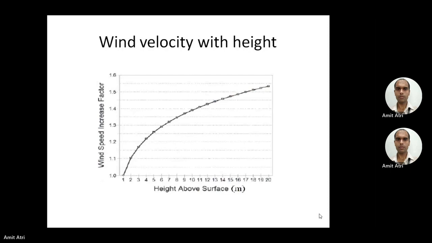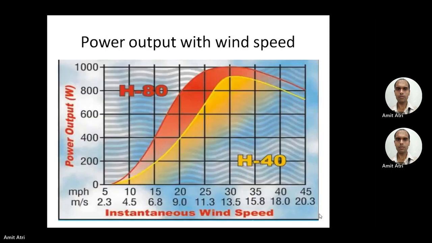Now wind velocity with height. Here we can see the height in meters on the x-axis, and on the y-axis the wind speed increase factor. So the speed is directly increasing with height. Now power output with wind speed. The speed is given on the x-axis in meters per second, then the power output. Usually we see that up to 13.5 meters per second, we get a maximum output of about 1000 watts. As we increase further, the power output comes down.